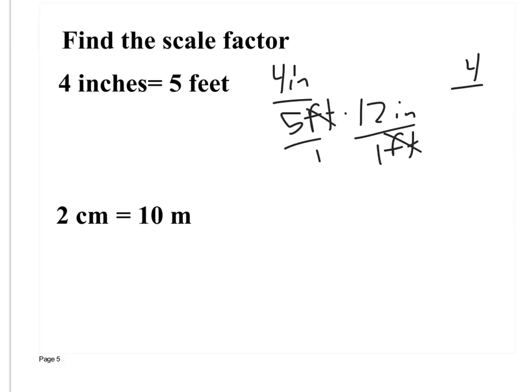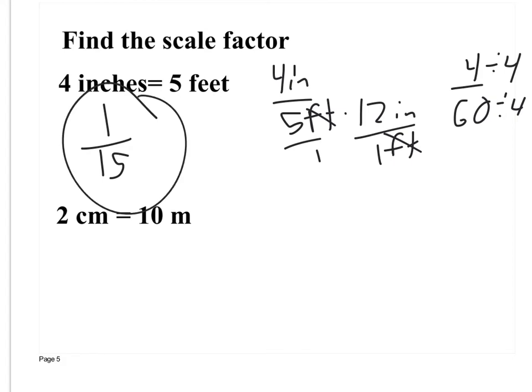But my scale factor is not 4 over 60. I can't just stop there. What I've got to do is reduce it. I want 1 on top. So I divide both of these by 4, and I get 1 over 15. And that would be my scale factor.